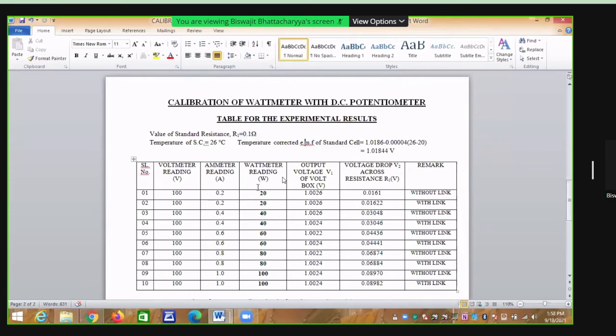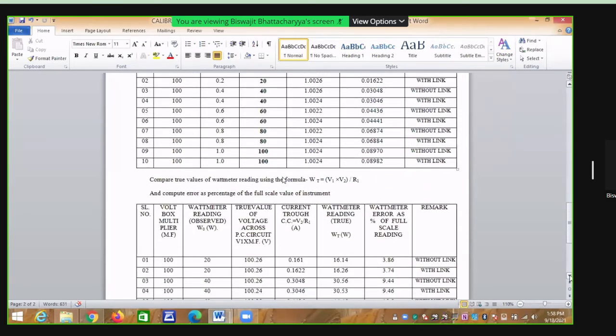So for every reading of 20 watt, one reading will be without link for V1 and V2, another will be with link, again without link, with link. So two sets of readings. That's why there are double entries, 20 20, 40 40, 60 60, this way. We'll do the experiment. Clear? Now once we know how to calculate it.